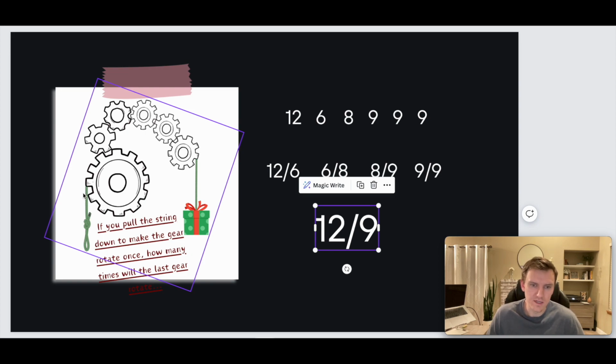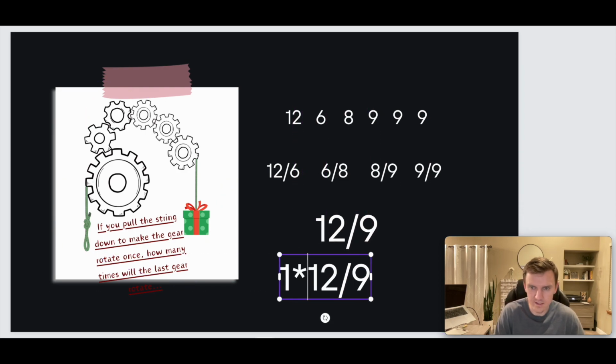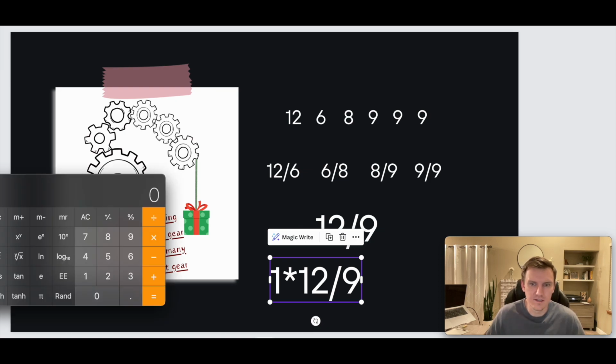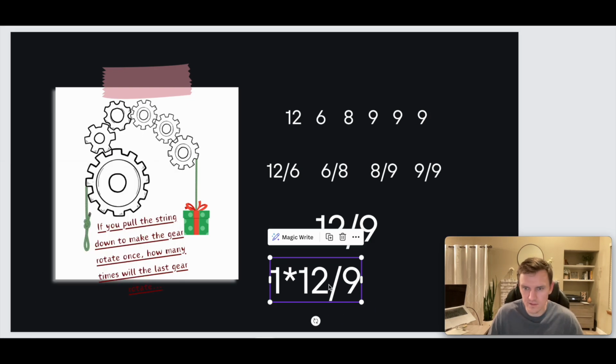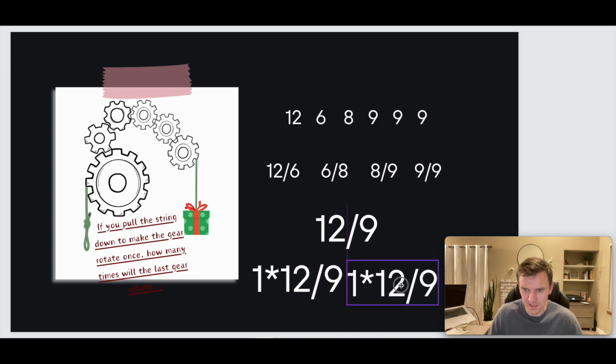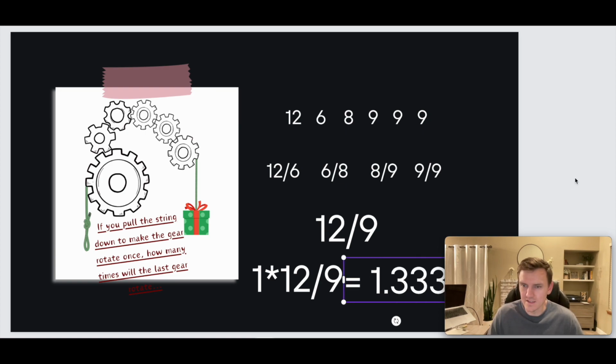And so if we rotated this gear once, this gear would rotate essentially 1 times 12 divided by 9, which is, open my calculator, 1.333333, repeating, of course. Leroy Jenkins, if you get that reference. If not, ignore it. All right.